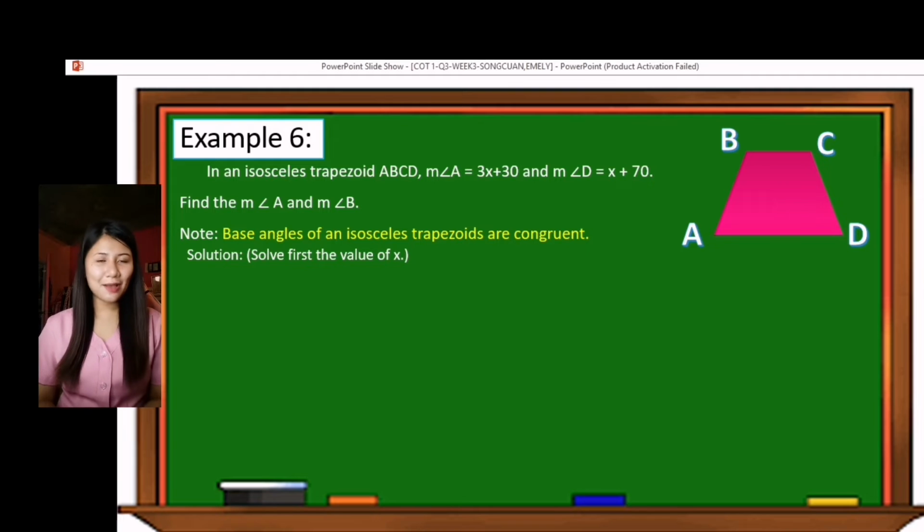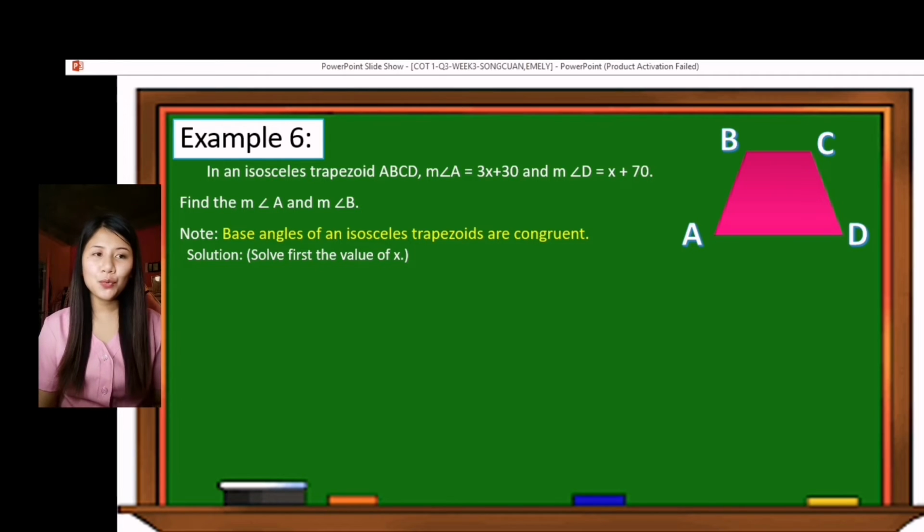Example number 6 about trapezoid. In an isosceles trapezoid ABCD, the measure of angle A is equal to 3x plus 30, and the measure of angle D is equal to x plus 70. Now, let us find the measure of angle A and the measure of angle B. Remember that the base angles of an isosceles trapezoid are congruent.